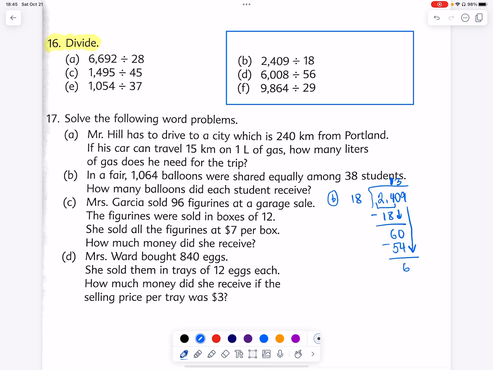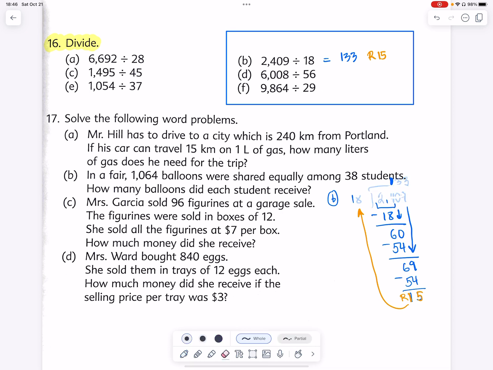And we bring down the 9. Does 18 go into 69? Yes, probably also 3 times. 18 times 3 is again 54. And the remainder is 15, which is okay because it is smaller than the divisor. Yes, we have a smaller remainder, 15, and the quotient is 133. Remainder 15.